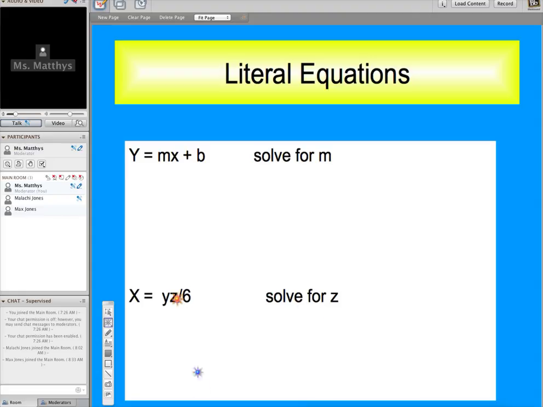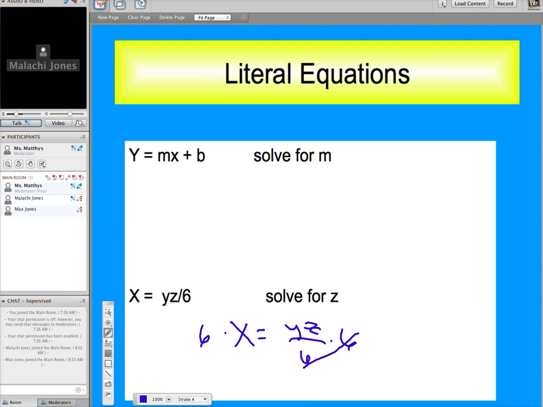Very good. If I was solving for z, over here, x equals yz over 6. What would I do for this one? You would multiply 6 on both sides. And then you have 6x equals yz. Divide y on both sides. You got it. That's exactly what you do.